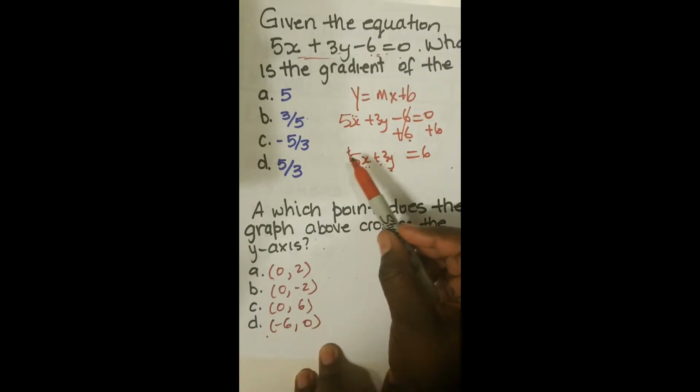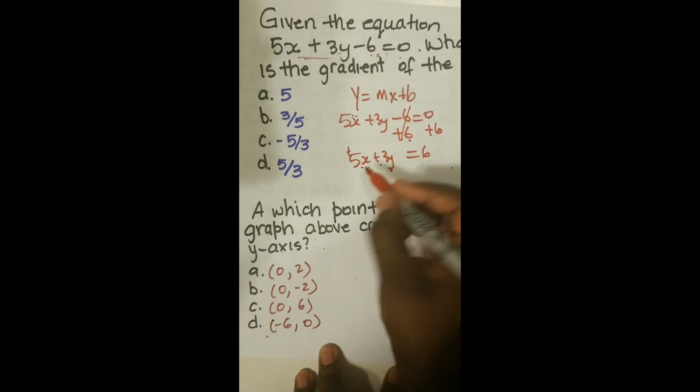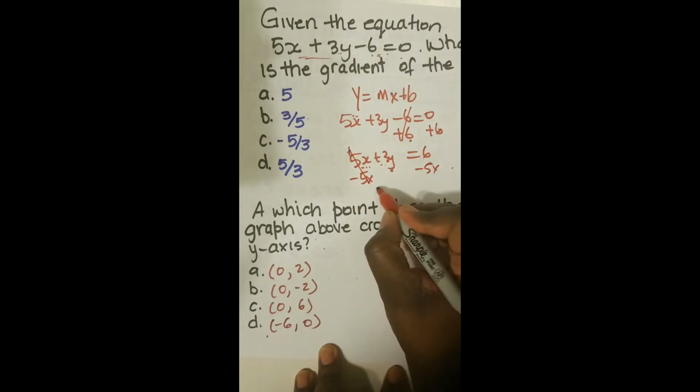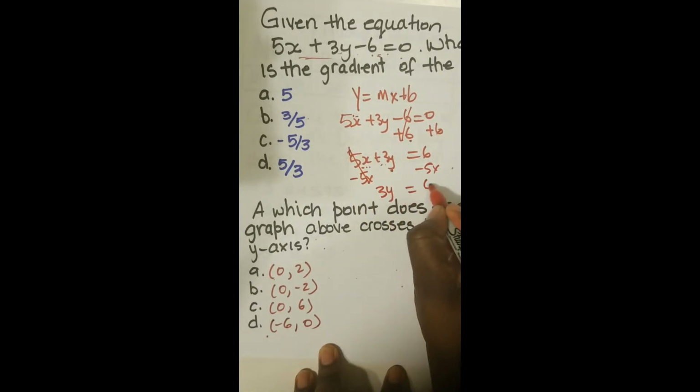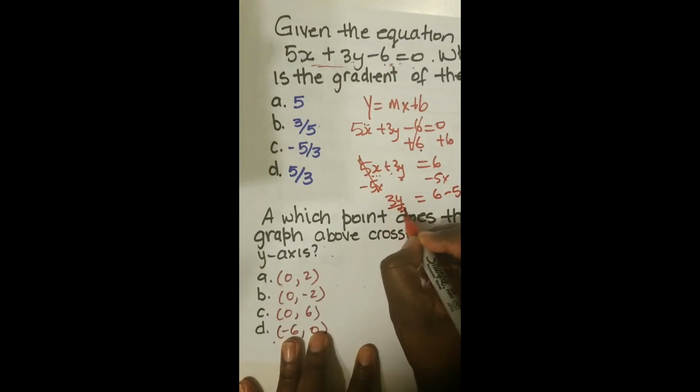How do I know? It stands on its own. There's no sign beside it. Just like the number 3, it's a positive 3. So subtract 5x from both sides. So 3y is equal to 6 minus 5x. From here, we go ahead and find the value of y by dividing by 3.